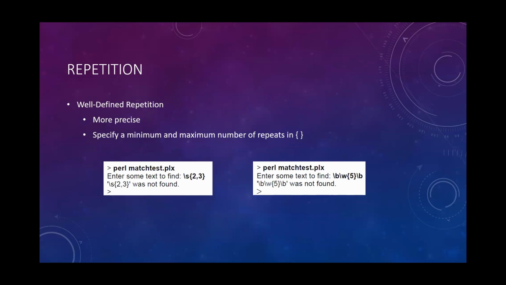We do have well-defined repetition, and this is going to be much more precise. We know exactly what we're looking for, and we're going to specify a minimum number of repeats and a maximum number of repeats, and we're going to put those in the curly brackets. So, for example, here, enter some text to find, \s, remember which is the white space, and we're going to find it in groups of two or three. Here, I put the bounds, and I'm going to have words in groups of five. So five words put together to form a sentence.